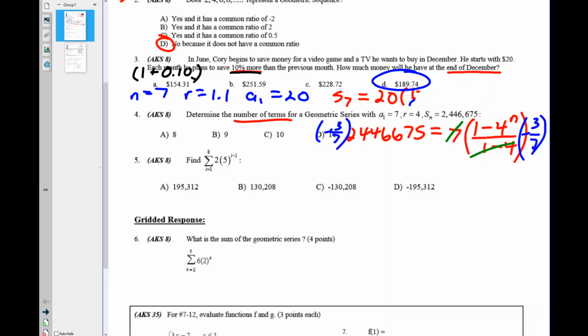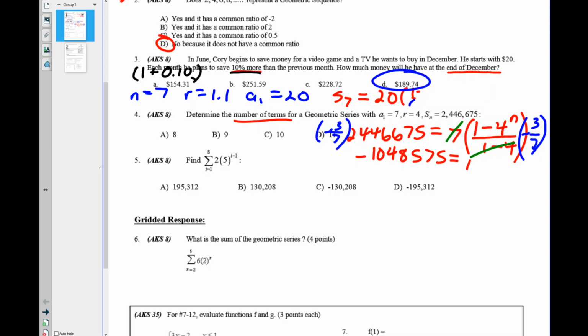What is 2,446,675 times negative 3 over 7? Somebody with a calculator, tell me what you get. Jenny, you're slow today on the draw. I'm getting negative 104,857.6. Whether it took you 1 step or 2 steps to get here, everybody needs to get here.